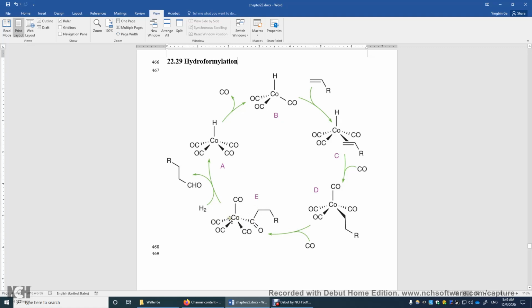And finally, this complex reacts with H2. These 2 hydrogen atoms, one will be bonded to this cobalt, the other bonded to this carbonyl group. So we get our catalyst in the end, and also one aldehyde molecule. Overall, it's just this alkene molecule, this is CH2, CHR, plus 1 CO, plus 1 H2 to form this aldehyde.